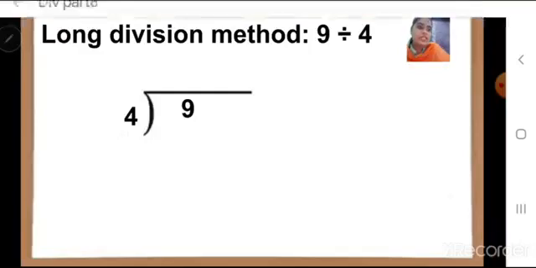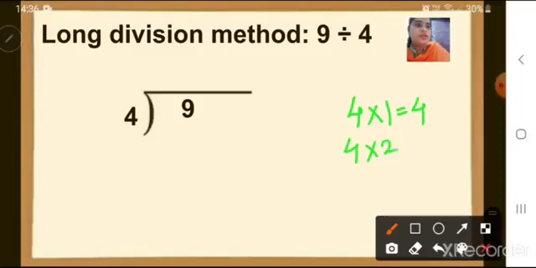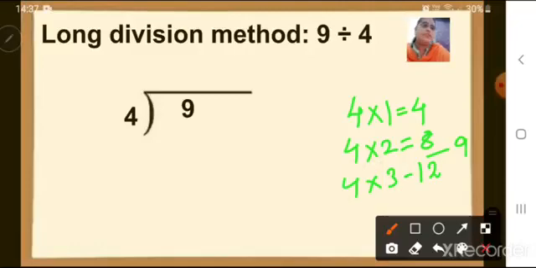Now children, how do we divide? We have to see in the 4th table whether 9 will go or not. So let us say the 4th table. See, 4 ones are 4, 4 twos are 8, 4 threes are 12. Children, as you can see in the 4th table, number 9 will not go. Correct? Where is number 9? Number 9 will come here in between 4 twos are 8 and 4 threes are 12. So it will not go.